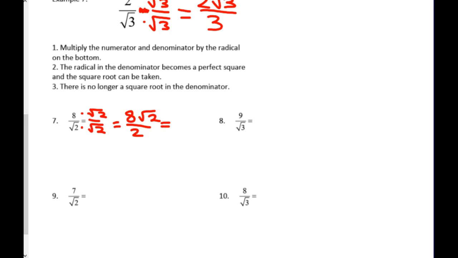Now, are we done? You want to reduce it if you can. What's 8 divided by 2? 4. It's okay. So 4 square root of 2. Okay? All right, so next one. To get rid of that square root of 3, what do I do? Times square root of 3 on the bottom, and, okay, 9 times square root of 3.